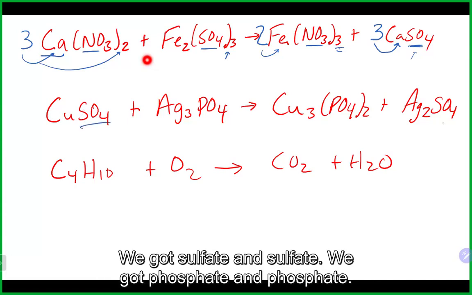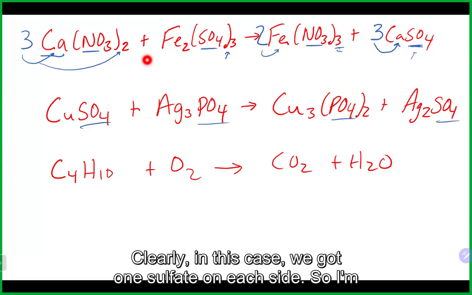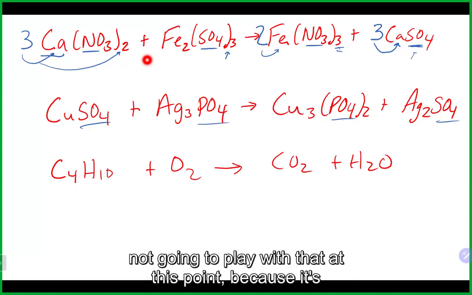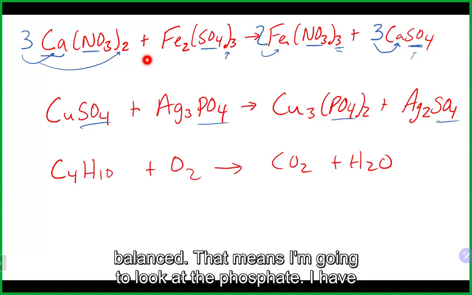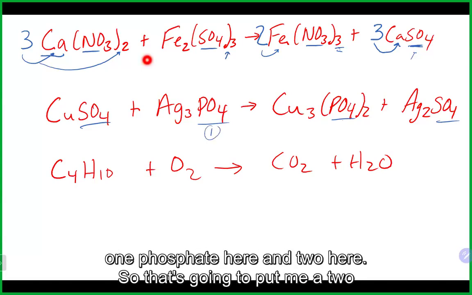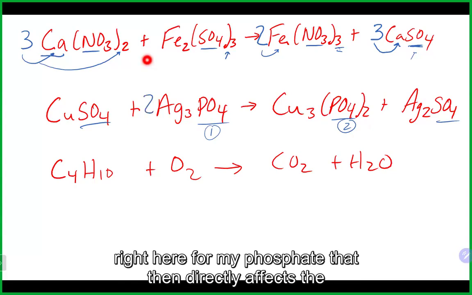All right, same idea here. We've got sulfate and sulfate. We've got phosphate and phosphate. Clearly, in this case, we've got one sulfate on each side, so I'm not going to play with that at this point because it's balanced. That means I'm going to look at the phosphate. I have one phosphate here and two here. So that's going to put a 2 right here for my phosphate.